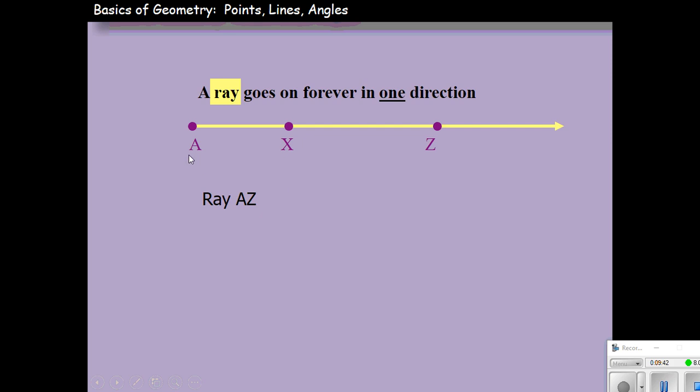So I could call this ray AZ, and again, instead of writing it, I write it this way. So instead of writing out the word ray, we type AZ and draw a ray above it. Now the ray symbol is important. It's got an arrow on one side and not the other. And it's going to have to match with the endpoint. You could also call this ray AX. We started with the endpoint and then another point to describe the direction.